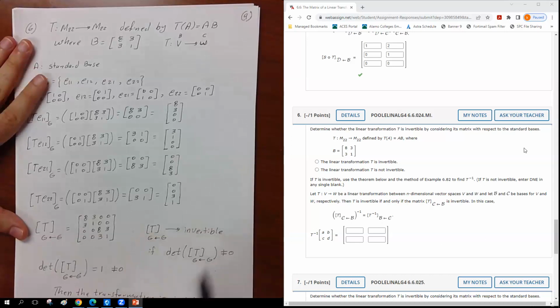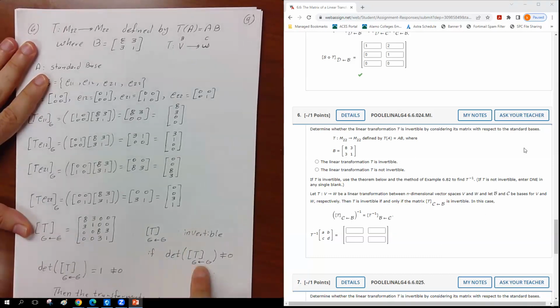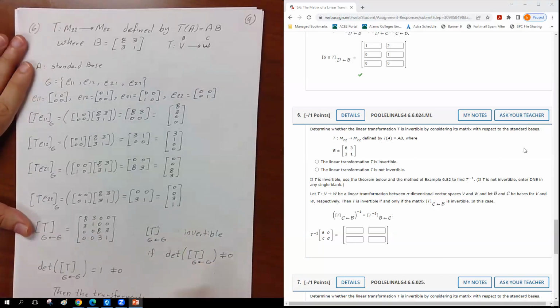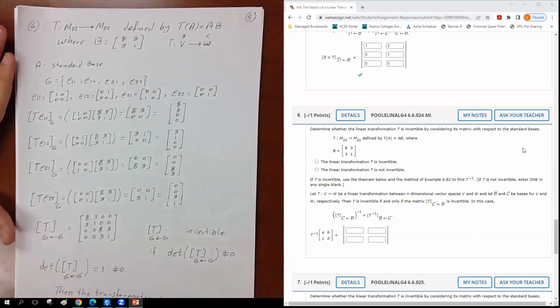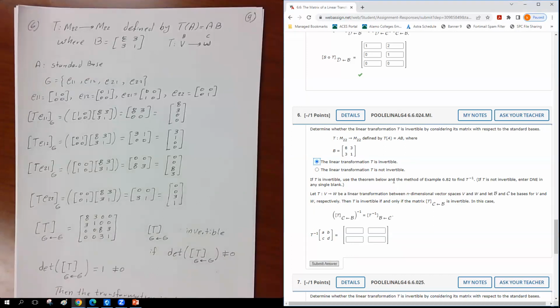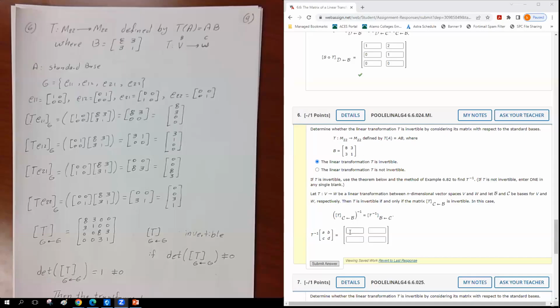It's a theorem. That means that this matrix is invertible if and only if the determinant of this matrix is not equal to 0. If you find the determinant of this matrix, it is equal to 1, which is not equal to 0, so the linear transformation is invertible. So all these steps just to find the matrix, and then we prove that the determinant is not equal to 0. That means the transformation is invertible. So now it's invertible, we need to find the inverse.